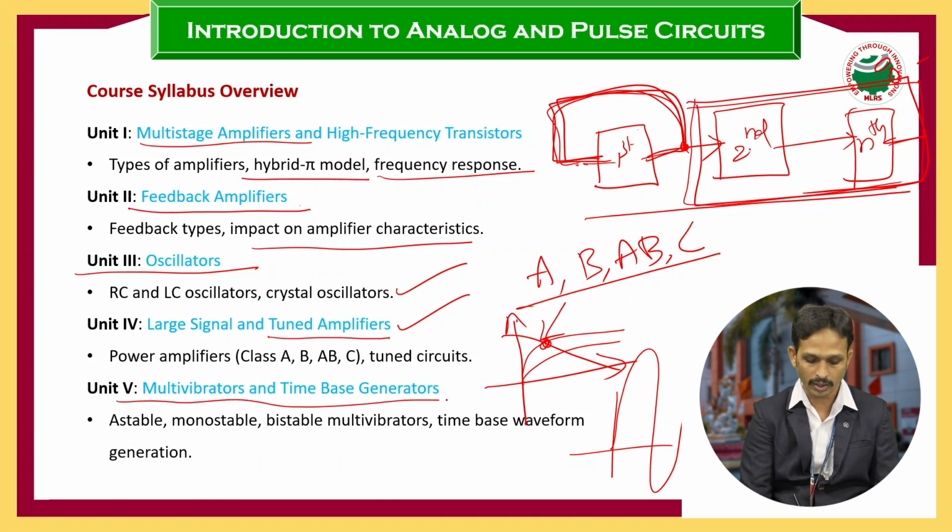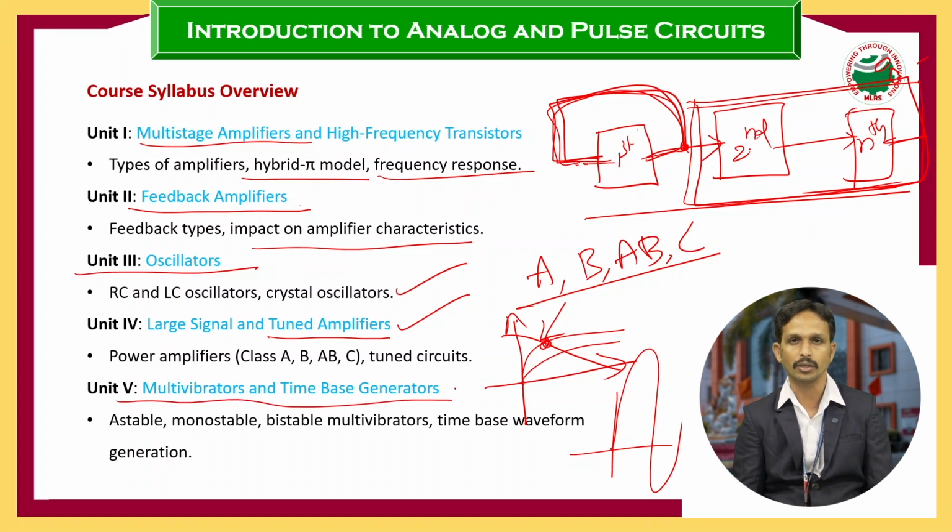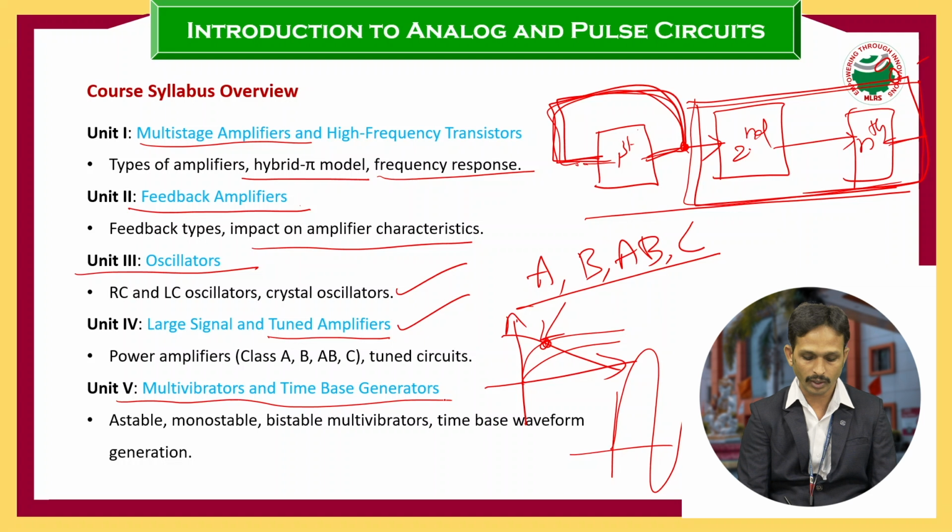Next, unit 5 is multivibrators and time base generators. Till unit 4 we use analog signals as the input signal, and in unit 5 we use a pulse signal as the input. By applying the pulse, we can generate a square wave or triangular wave. These pulse signals we can generate using multivibrators and time base generators. These signals vary with respect to time, and we study how the time signal is generated and how the multivibrators change the signal.